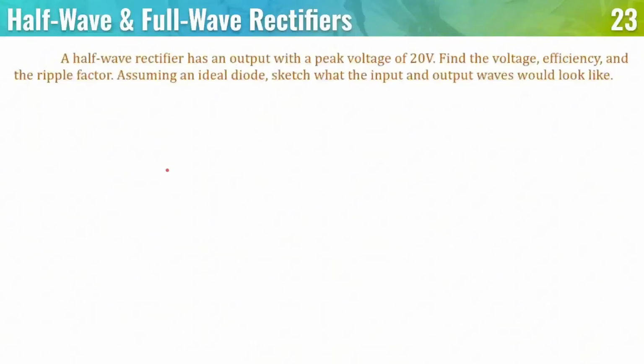Next, a half-wave rectifier has an output with a peak voltage of 20 volts. Find the voltage, efficiency, and the ripple factor. Even if we already know the ripple factor, let's compute for it anyway. And assuming an ideal diode, sketch what the input and output waves would look like.